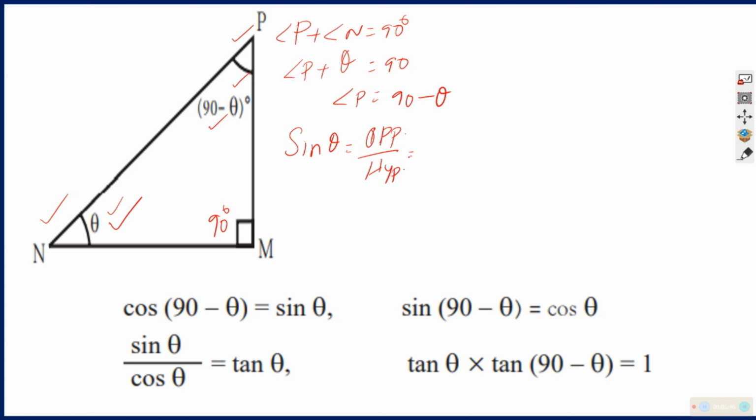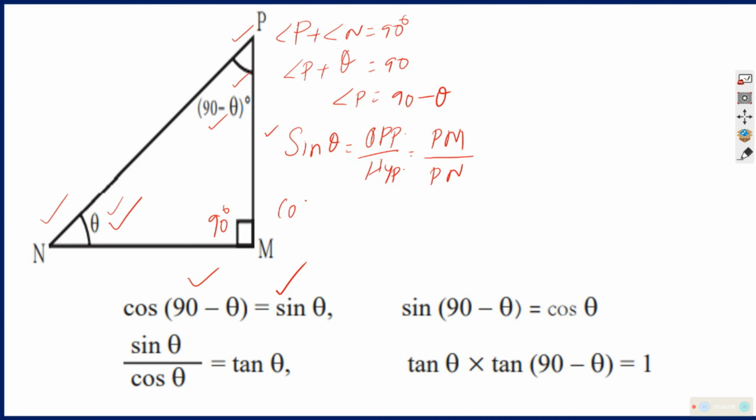So in this case it will be simply PM upon PN, this is the opposite side of theta and the hypotenuse, for example. Okay, so what is written here? This is from your textbook. Cos 90 minus theta is equal to sin theta. One particular instance I would like to explain to you.